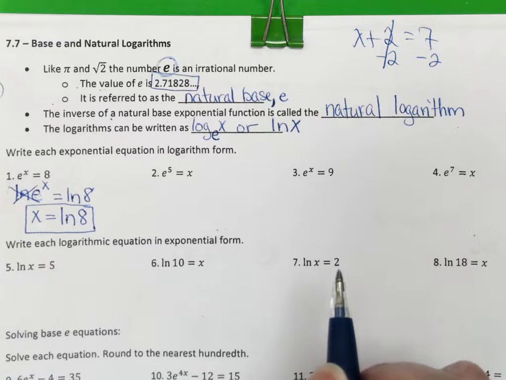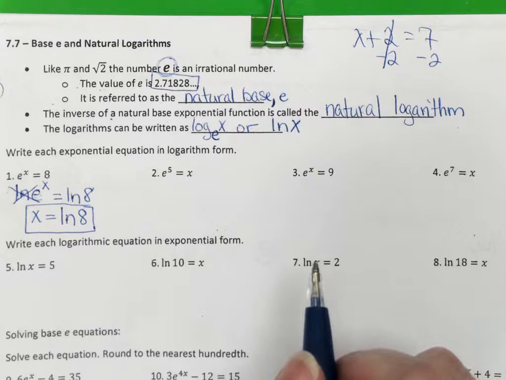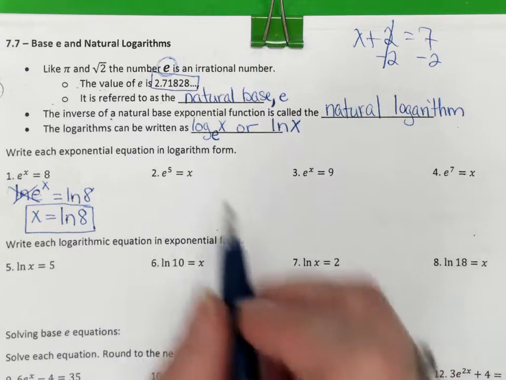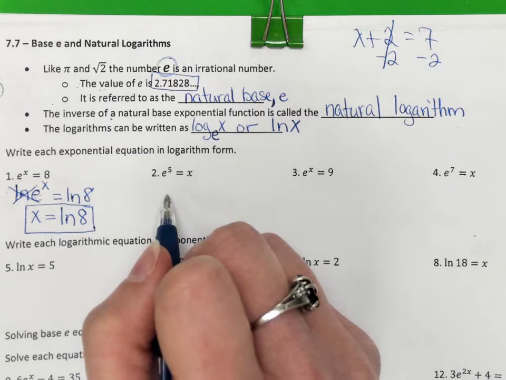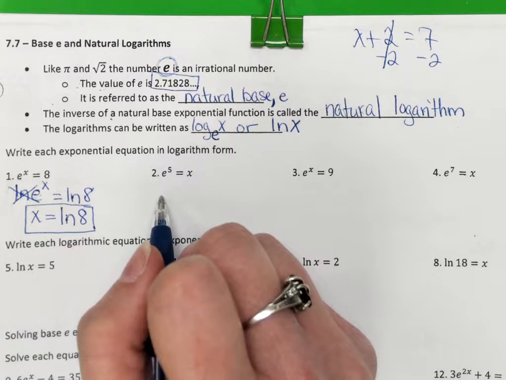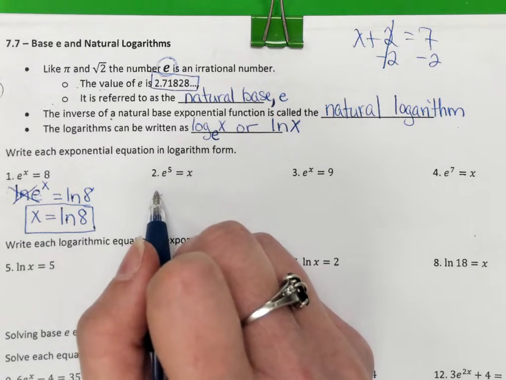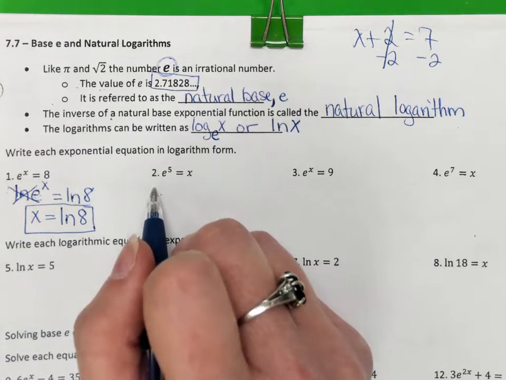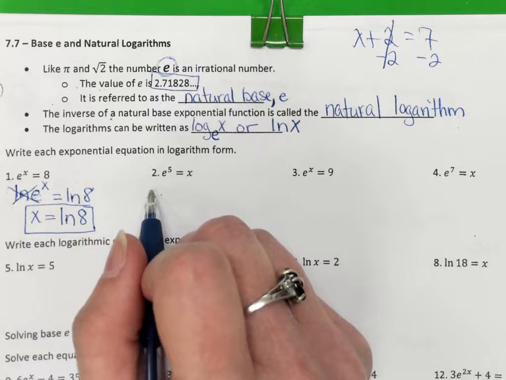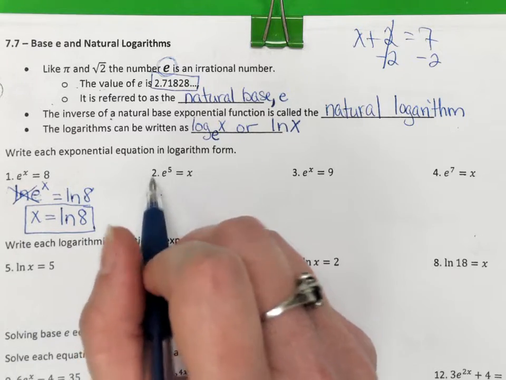Do we have to plug in our calculator? No, all it said to do was write. It didn't say evaluate. All right, number 2, here we go. I need to rewrite that, because it didn't say solve, right? It said rewrite it. So how do I rewrite an e? What's the opposite of an e?